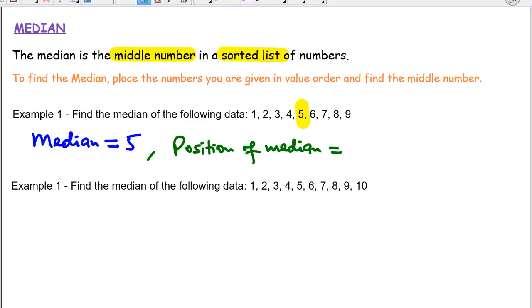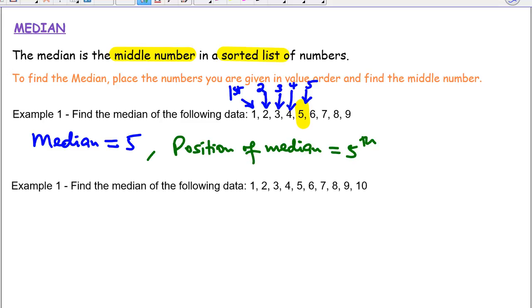Now when I talk about the position, if we count the data from the left, we can see this is the first position, second, and so on: first, second, third, fourth, and fifth. So the position of the median is the 5th position, right? So the position of the median, in green, is the 5th position.